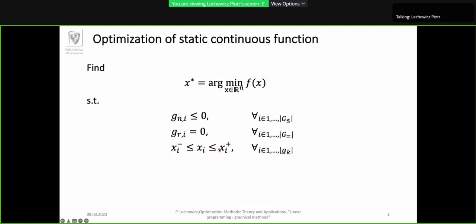And there are three types of constraints in general. The inequality constraints, so some left-hand side of the equation is lower or equal or greater or equal than 0. The equality constraints, so the left-hand side of the equation is equal to some constant. And range constraints, so they define the range of the variables. So a given variable, for example xi, is greater or equal than the left-hand side of the equation, and it's lower or equal to the right-hand side of the equation.